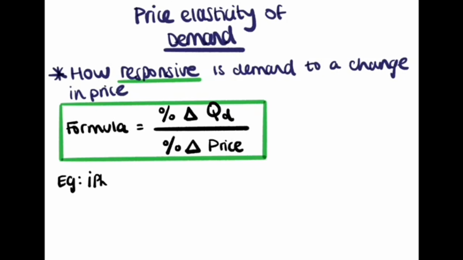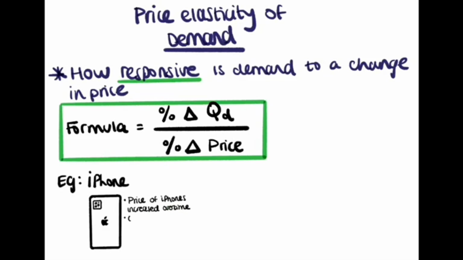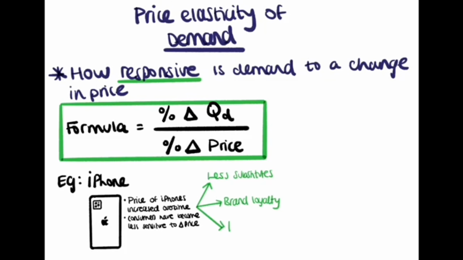For example, the price of an iPhone over the years has consistently increased, and over time, consumers have become less sensitive to these price changes. This may be because there are fewer substitutes available for iPhones due to its unique iOS software, and consumers may prefer buying from the same brand rather than competitors. This is called brand loyalty.